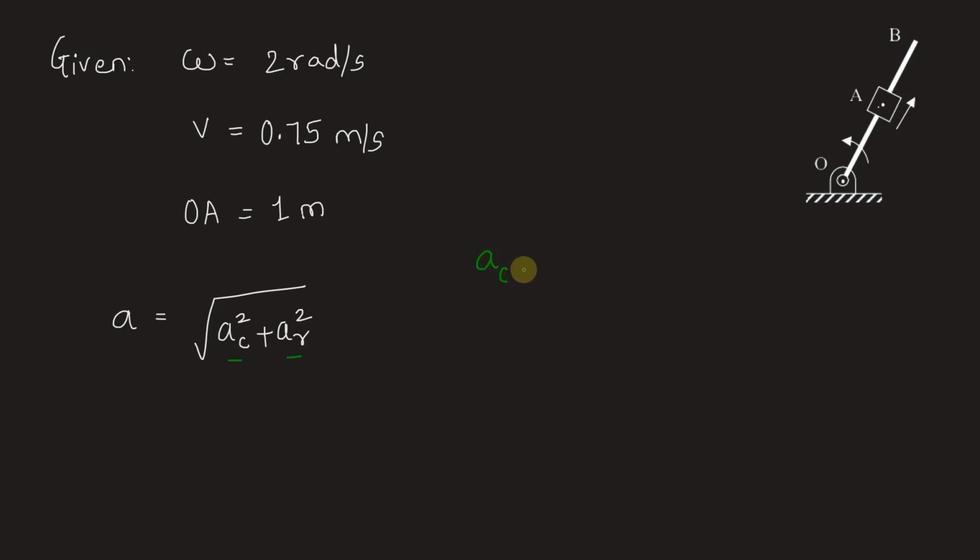Coriolis acceleration AC will be given as 2v omega. For this derivation, you can refer to the reference given at the end of this video. This is a standard formula for Coriolis acceleration. You will have to remember this. Let's find out AC now. So AC will be equal to 2 into velocity, 0.75 meter per second, and angular velocity of the rod on which the block is mounted, 2 radian per second. So Coriolis acceleration turns out to be 3 meter per second square.